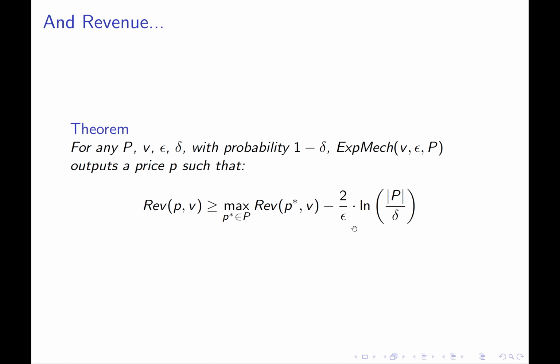So long as epsilon is not too small, so long as epsilon is something reasonable, then this is a pretty good bound because it's growing only logarithmically with the number of prices that we give it access to. And so we might be able to afford to give it an extremely finely discretized set of prices.